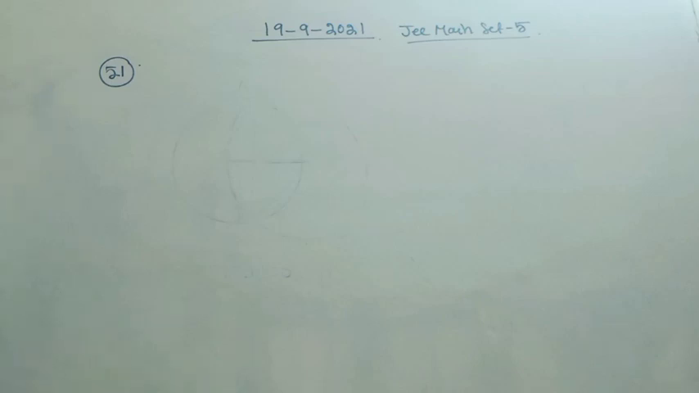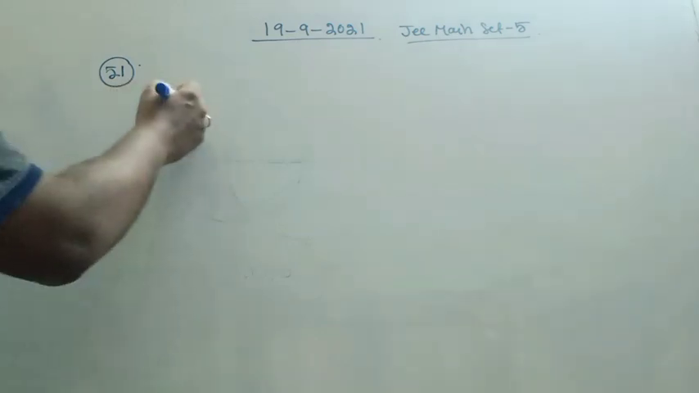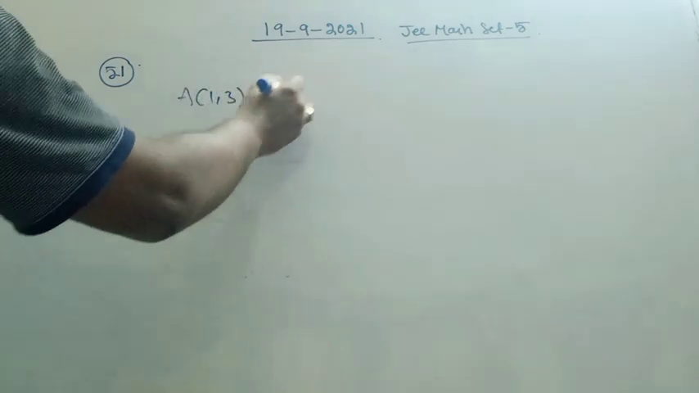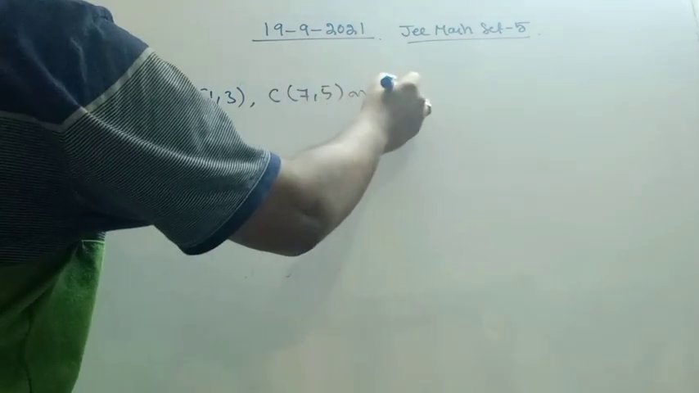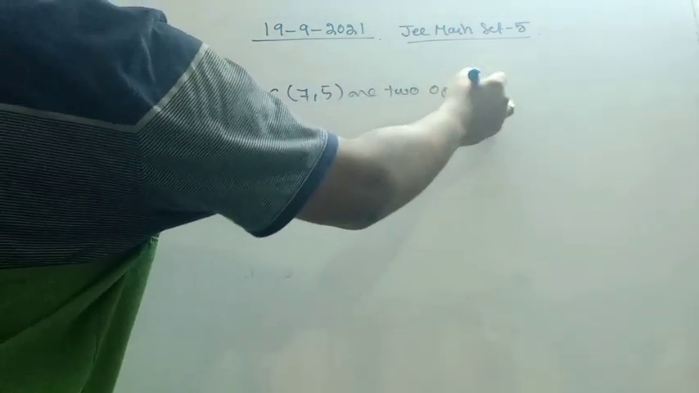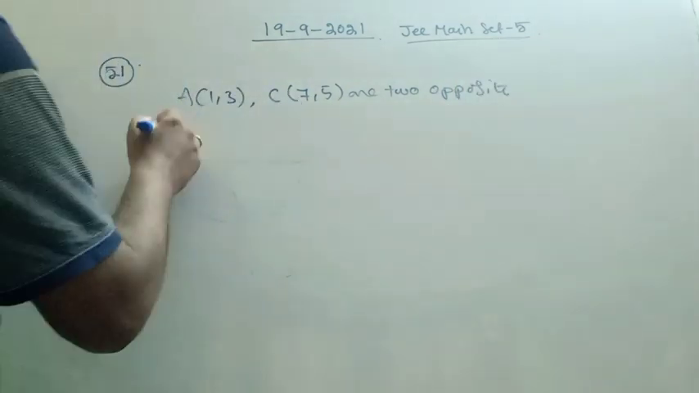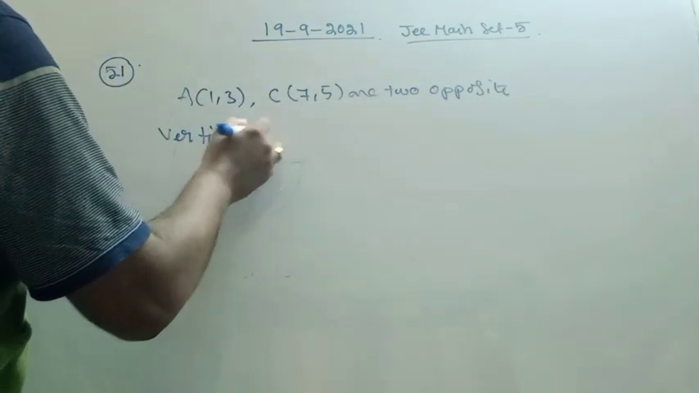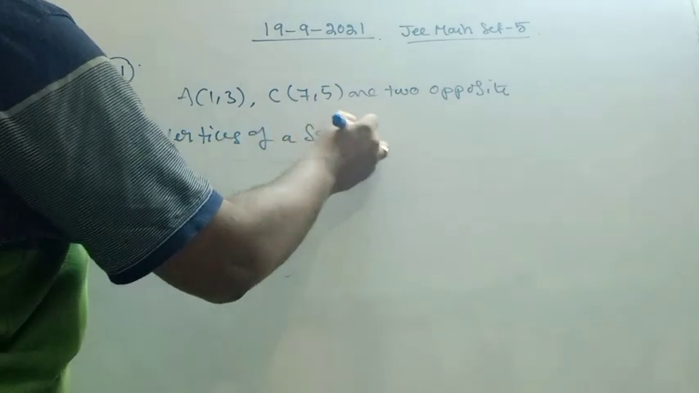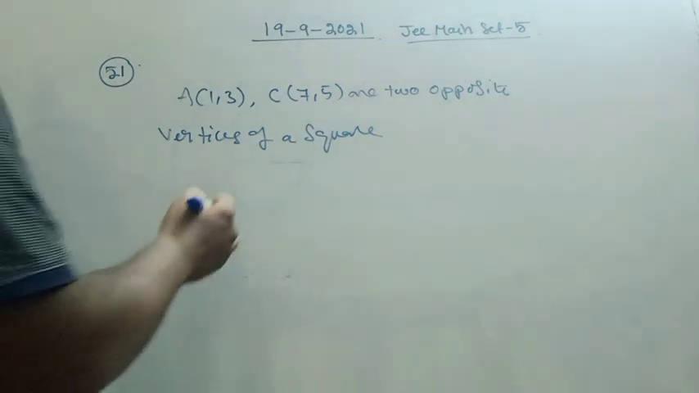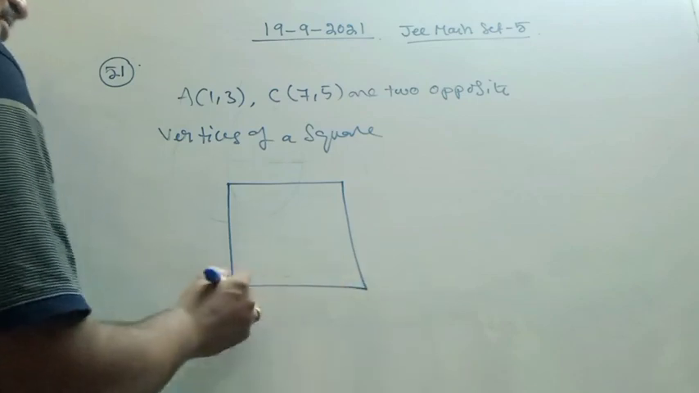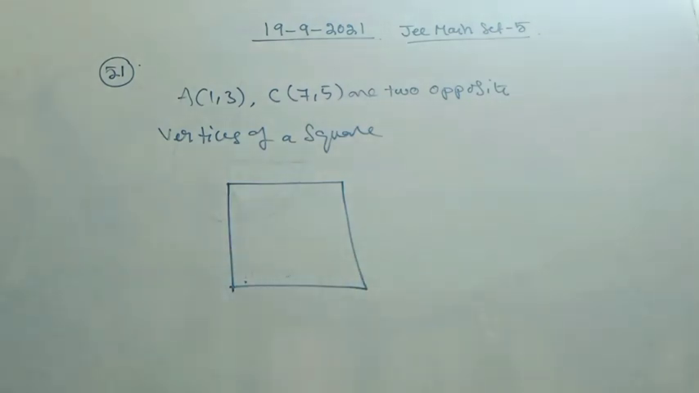We have A (1, 3) and C (7, 5) as two opposite vertices of a square. Then they are asking for the equation of the side through A. How will we do it? The equation of the side through A.